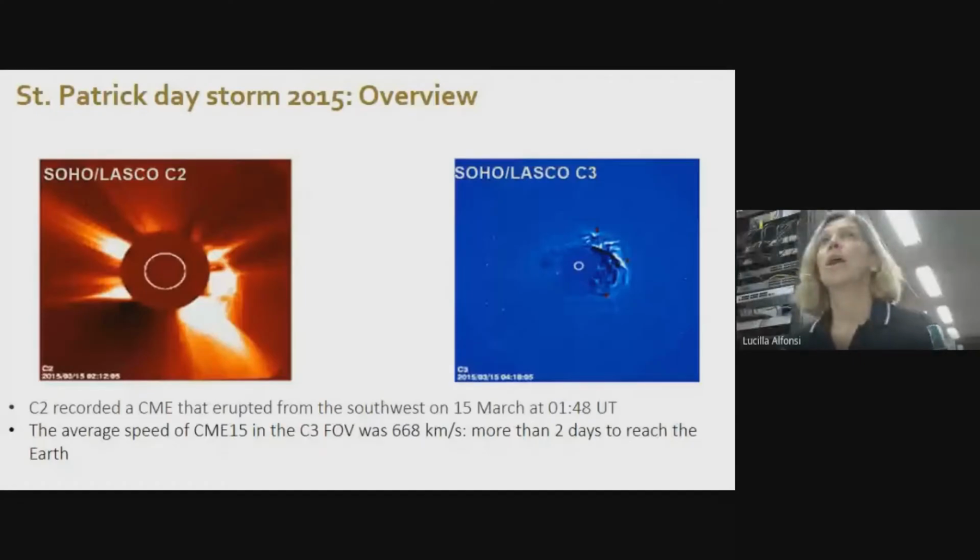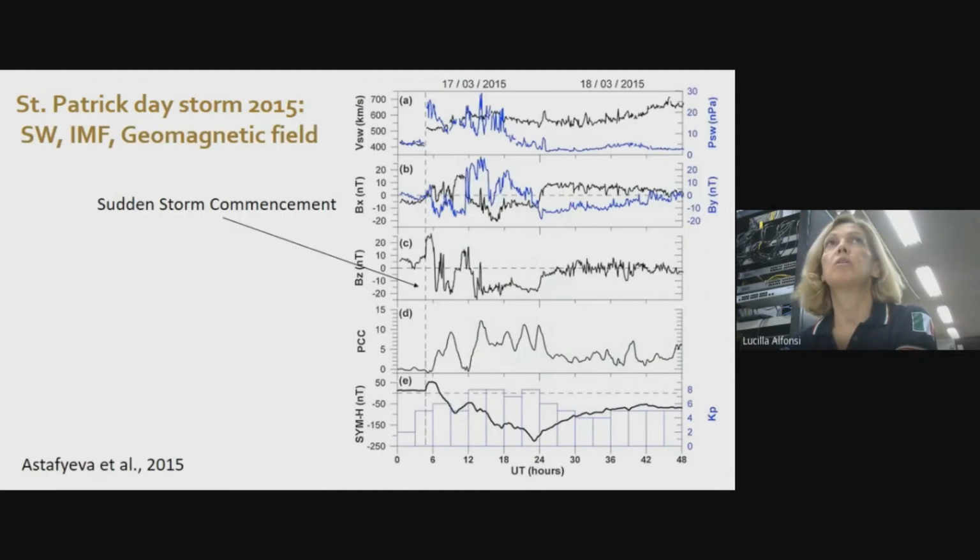Of the solar disk on the 15th of March at 1:48 universal time. The average speed of the CME in the coronagraph field of view was almost 700 kilometers per second. This perturbation took more than 2 days to reach the Earth. And also this traveling time is very variable, time by time. In this case, more than 2 days were taken to reach the Earth.